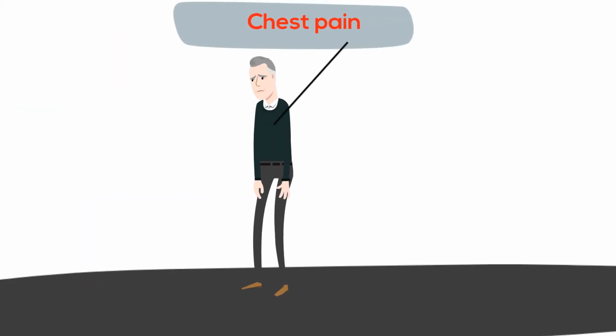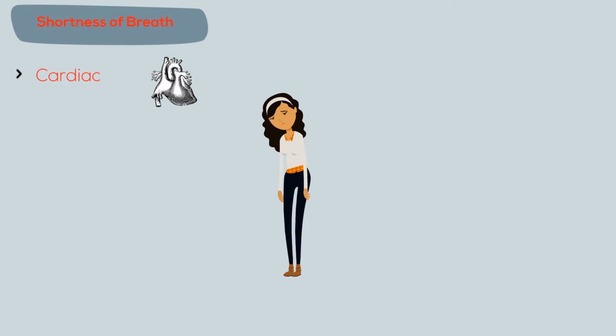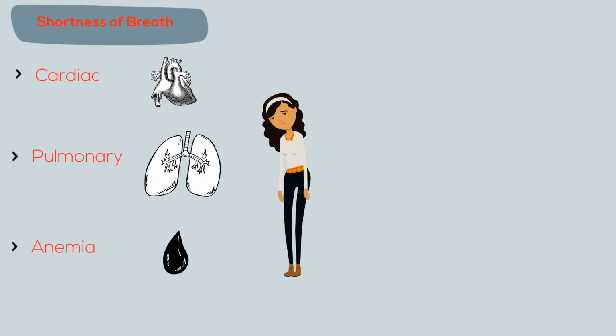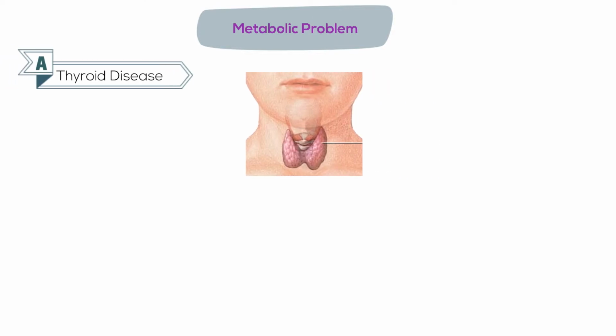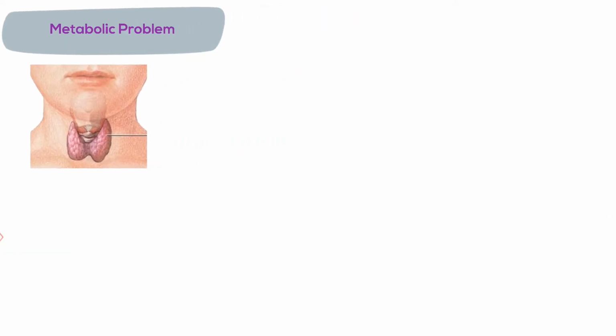Chest pain, which could be cardiac like MI, pericarditis, or pulmonary like pulmonary embolism. Shortness of breath, which can be cardiac, pulmonary, or anemia. Metabolic problem, for example, thyroid, hyperparathyroidism, and diabetes mellitus.